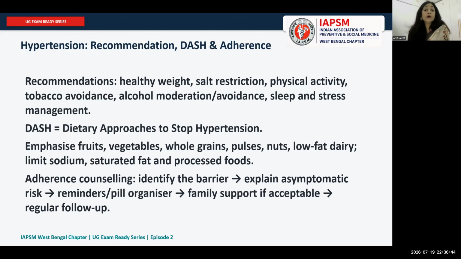Now, adherence counseling. Here you have to mention about identifying the barrier, explaining the asymptomatic risks, reminders and peer organizers, family support. Please remember, in case of any management, the family support is key. It makes a big difference. And also about the regular follow-up.